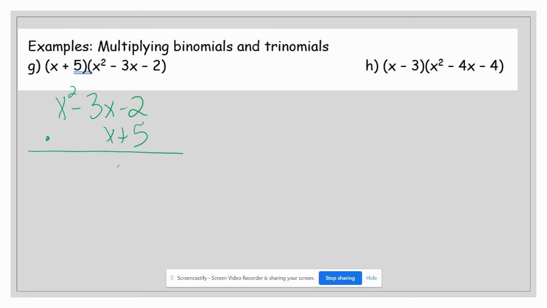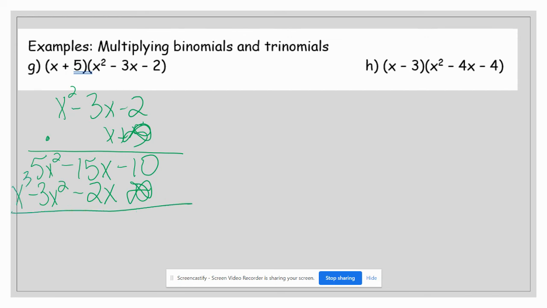5 times negative 2 is negative 10. So the only thing we don't do is we don't do the carrying. 5 times negative 3x is negative 15x. 5 times x squared is 5x squared. Placeholder, because we're done with this. x times negative 2 is negative 2x. x times negative 3x is negative 3x squared. And x times x squared is x to the third.